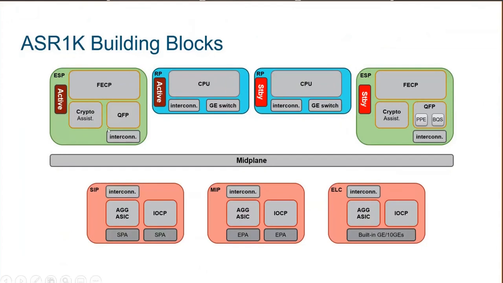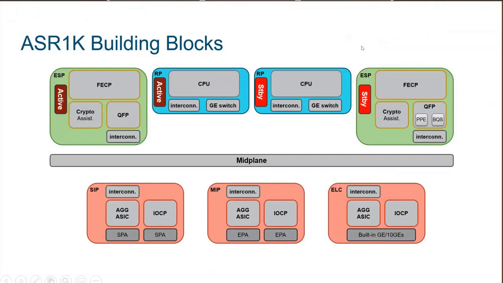Okay. And this is the control plane. The ESP here is the embedded services processor. This is the forwarding plane. The forwarding plane again has its own control processor, which is the CPU. The QFP is the actual chip that takes care of all the processing of the traffic. And there is a crypto module as well, which helps with cryptography. It is basically used for IPsec traffic.